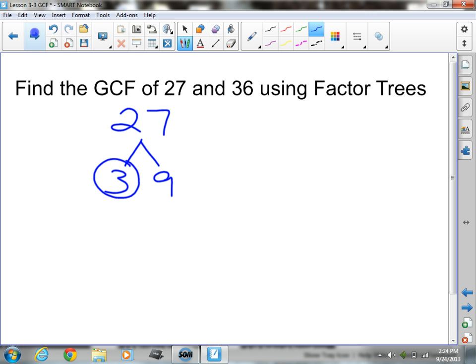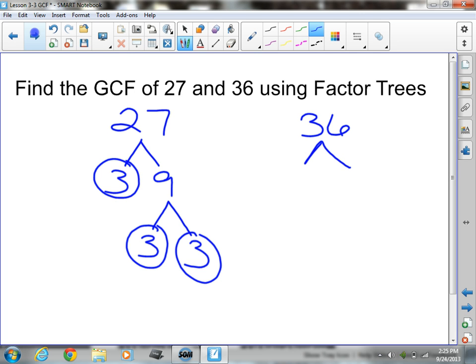3 is a prime number, so I'm going to circle that. 9 is not a prime number. It is a composite number, so I'm going to break that down further. What times what is 9? Well, 3 times 3 is 9. Again, I ran into prime numbers, so I'm going to circle them, and that is the end of 27. Now 36.